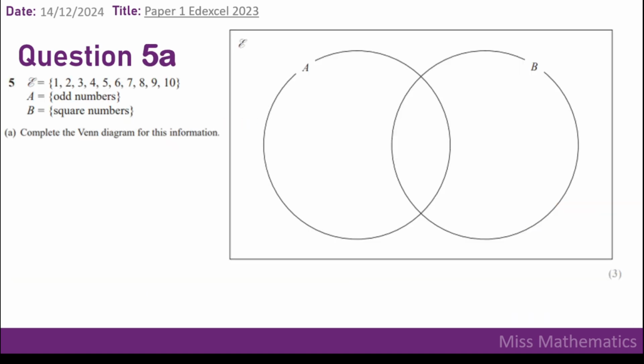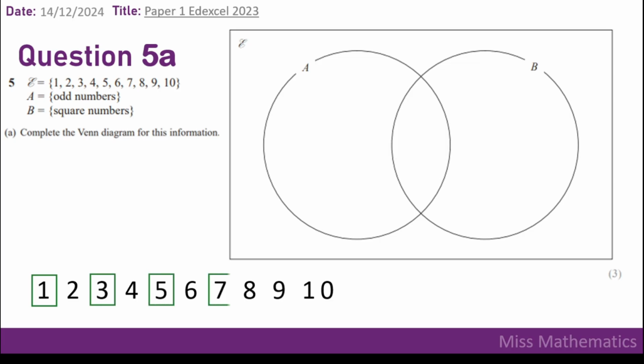Question 5a. So it has some information, and then it says complete the Venn diagram for this information. So these are the numbers that we need to sort out. First, we can look at the odd numbers. The odd numbers are 1, 3, 5, 7, and 9. And then we have to find the square numbers. The square numbers here are 1 squared, so 1, 2 squared, 4, and 3 squared, 9. And the rest, they don't have a value.